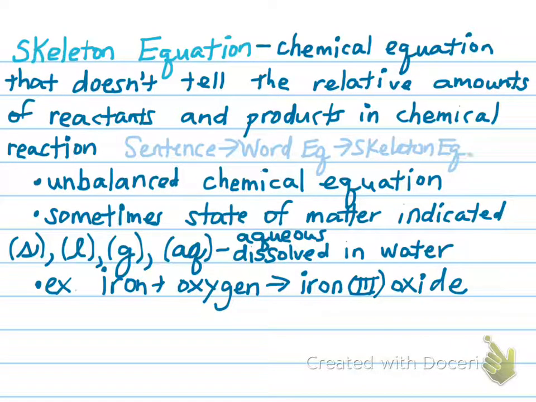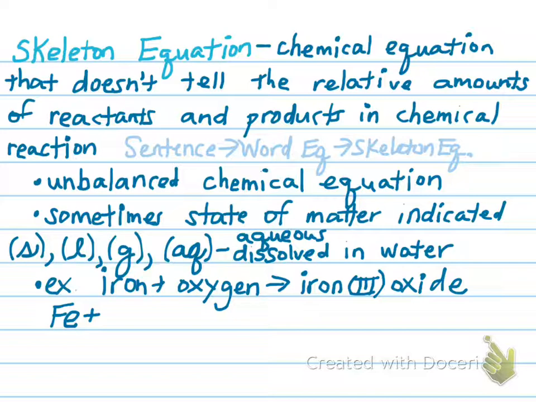So that's what I'm showing right now. Here's our word equation. Now we're going to make it a skeleton equation. So now the things in our words are going to become symbols. So my symbol for iron from my periodic table is Fe. Again, eventually I'm going to balance this, so I want to leave space in front of my chemical formulas. So if you just get in the habit of that right now.